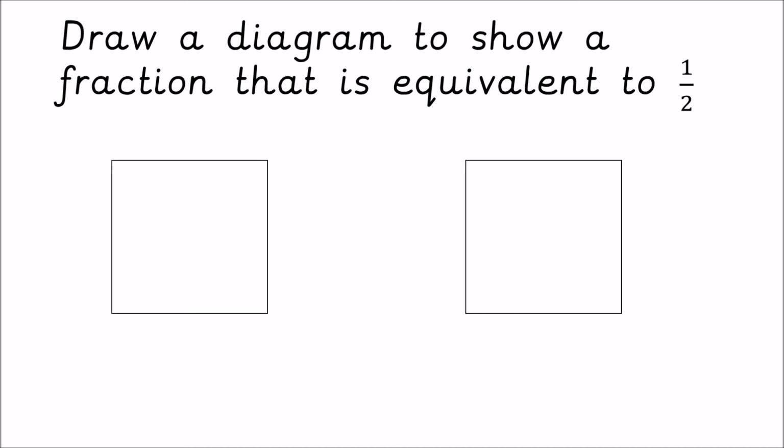Moving on, we want to draw a diagram to show a fraction that is equivalent to a half. So I'd like you to have a go at this, pen and paper, a ruler if you've got one, don't worry if you haven't, but draw a square, divide it into half, shade a half, and then draw another square and think about how you could split that shape even further into more equal pieces to work out your equivalent fraction. Pause the video, resume it when you're ready.